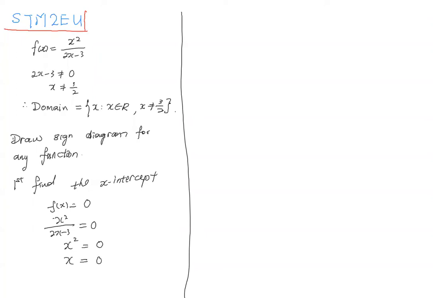That's why when you draw your sign diagram for f(x), any value but cannot be 3 over 2. So 3 over 2 is here, and you have to mark 0 here. This means f(0) equal to 0. Are you okay? Okay.